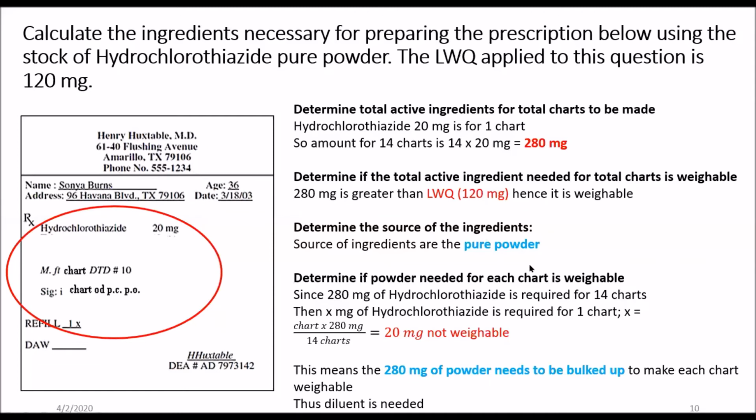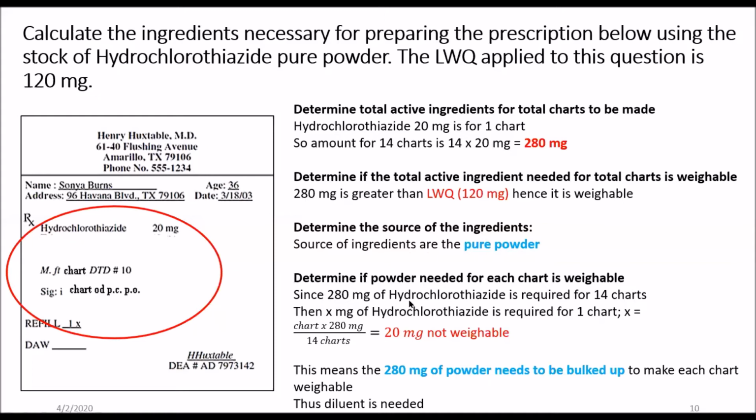The next step is to determine the source of the active ingredient. The question said it is a pure powder, so that means we are using the pure powder. So all we have to do is go ahead and weigh 280 milligrams of hydrochlorothiazide, which will now be used to make our 14 charts.